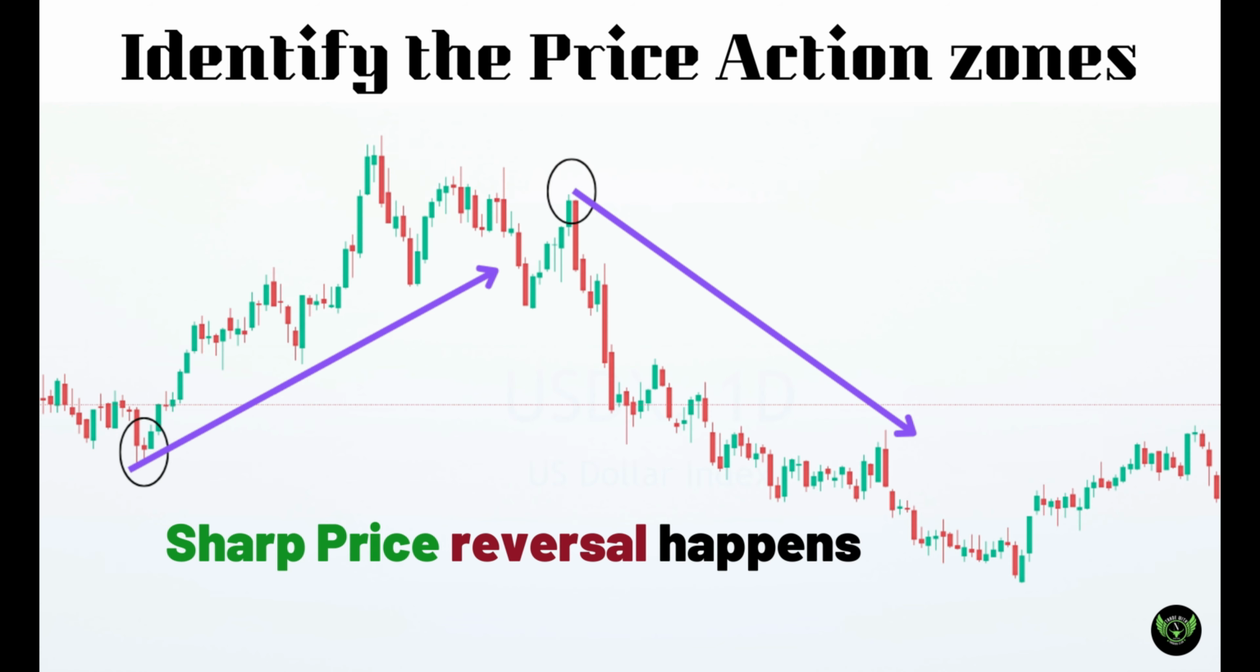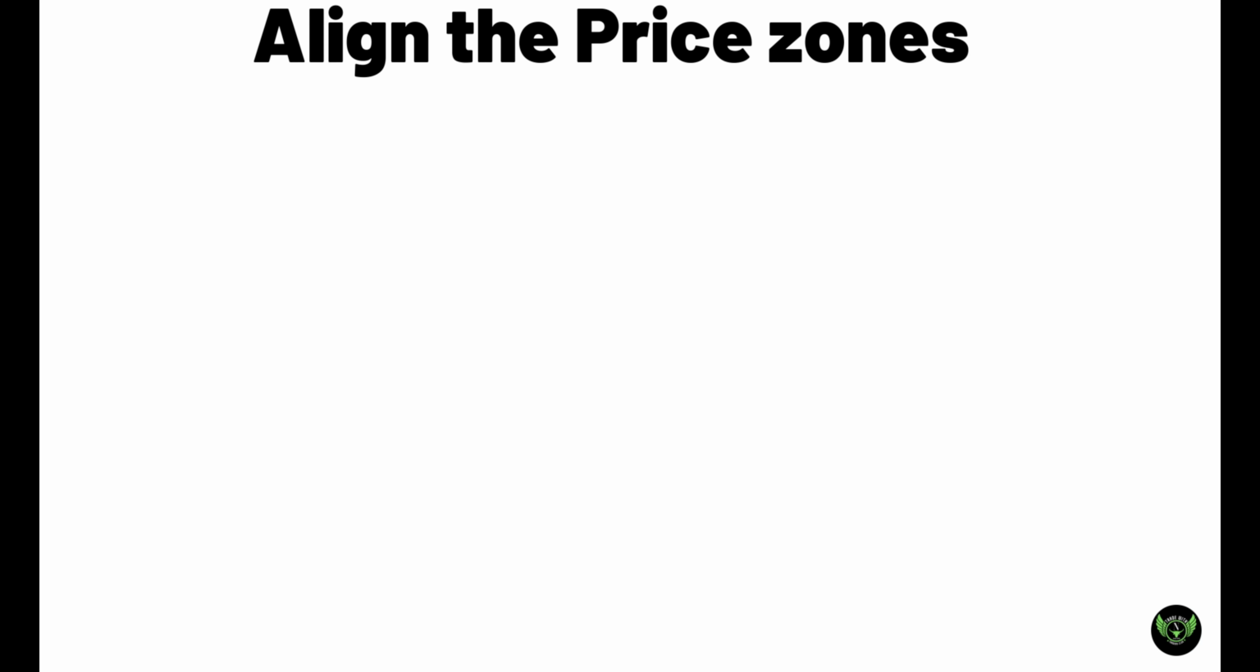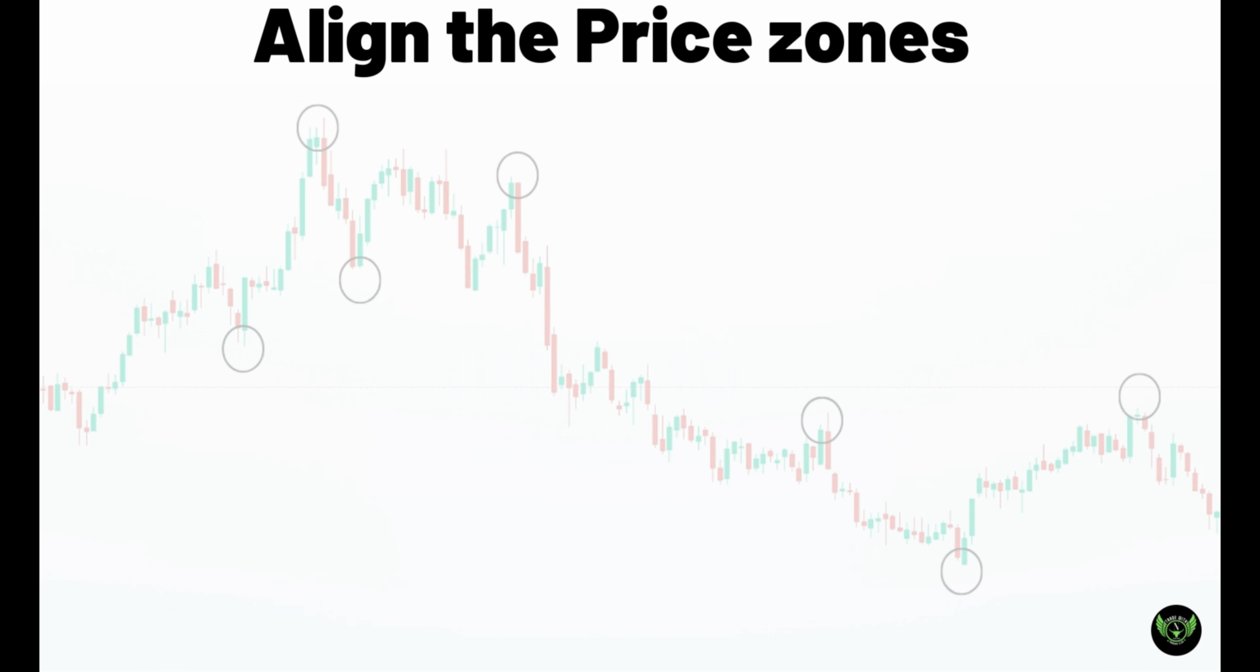And number two, the price hesitates to move down further after a brief down move. And finally, number three, when sharp reversals occur at a particular price point. These are some of the ways you can figure out the price action zones.